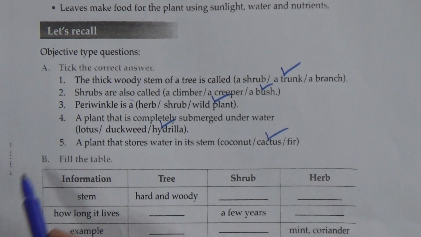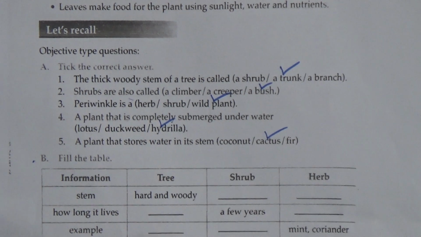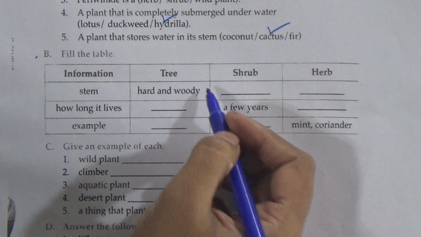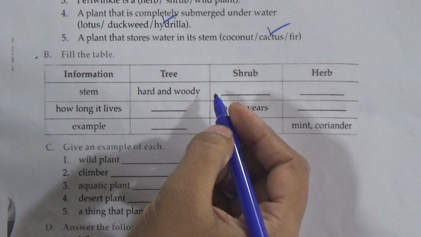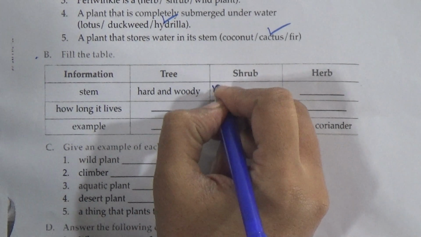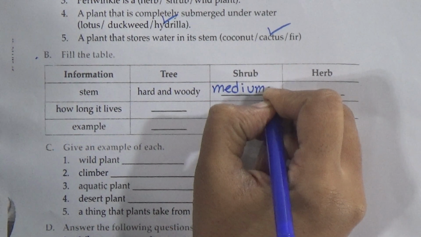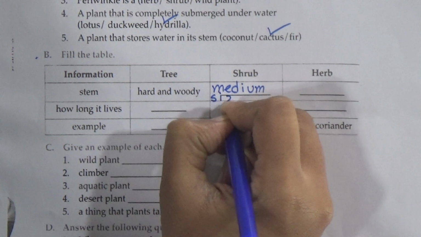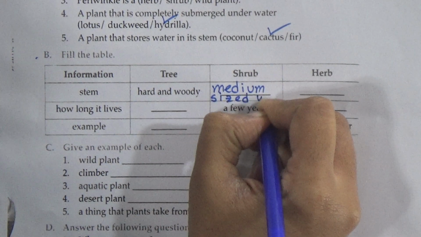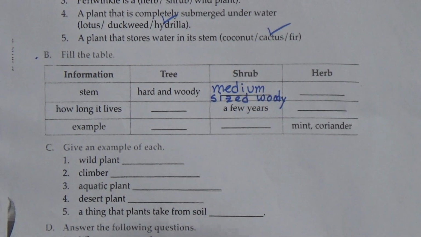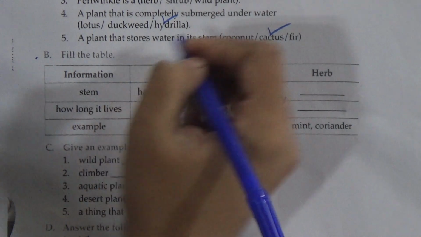Now we will solve B, that means fill in the table. We have some information and some we have to fill up. First one, stem of tree, it will be hard and woody. Of shrub, it will be medium sized woody. Now next one, it will be thin, soft and green stem.